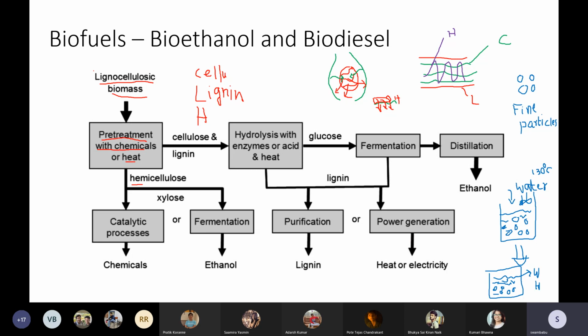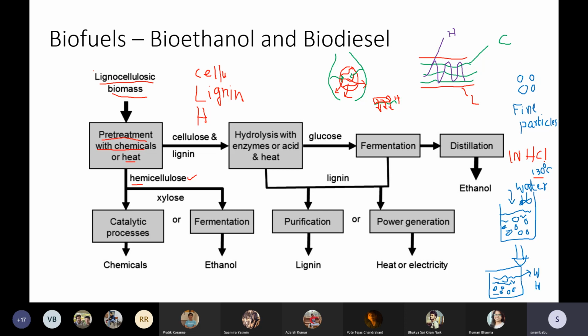So that way, after the pre-treatment, we get the hemicellulose out from the cellulose and lignin particles. We take out the hemicellulose by using a simple treatment. If I use water at 130 degrees centigrade, I can extract this hemicellulose. If I don't want to heat it and want to work at room temperature, you can add HCl and water, one normal HCl. You will be able to extract it.